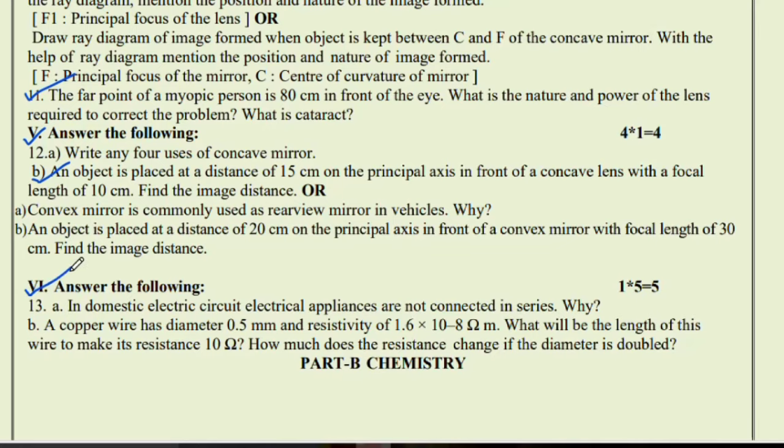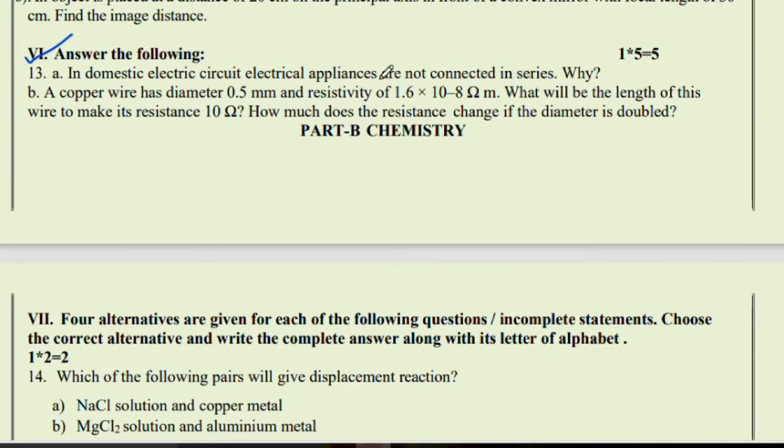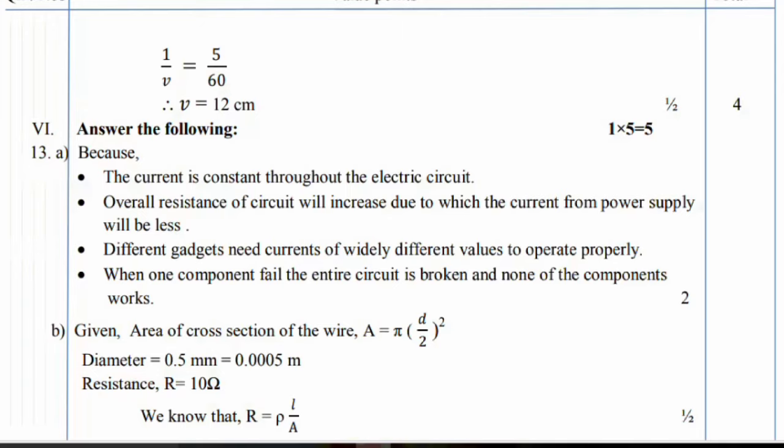Next, answer the following. There is one question for 5 marks. Question number 13. In a domestic electric circuit, electric appliances are not connected in series. Why are they not connected in series? Because the current is constant throughout the electric circuit and the overall resistance of the circuit will increase, due to which the current from the power supply will be less, and different gadgets need currents of widely different values to operate properly. And when one component fails, the entire circuit is broken and none of the components works. So therefore we do not connect them in series.